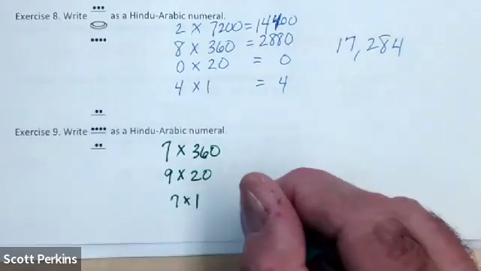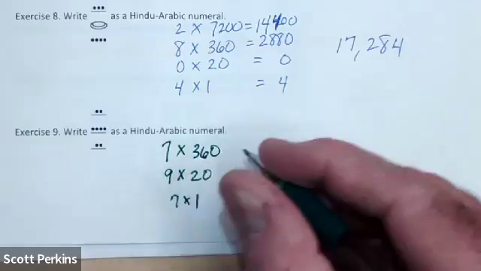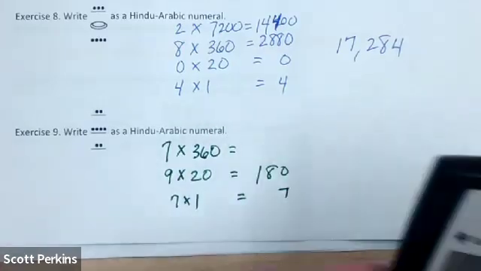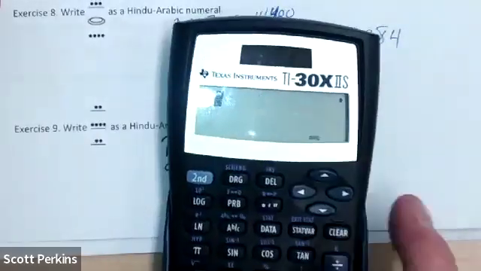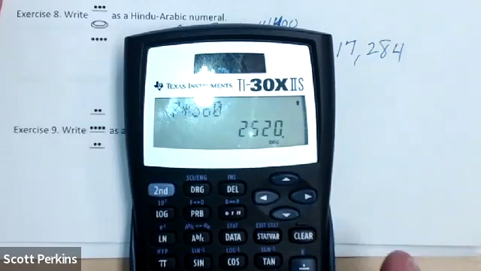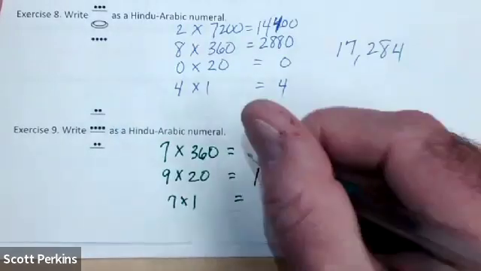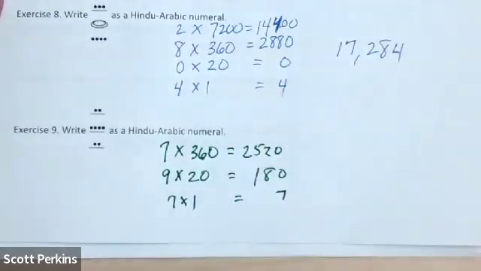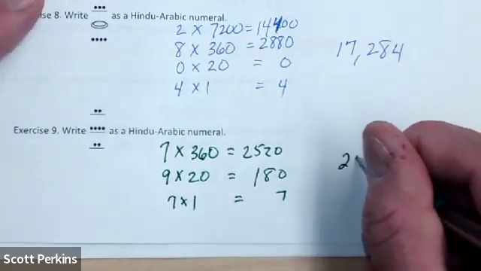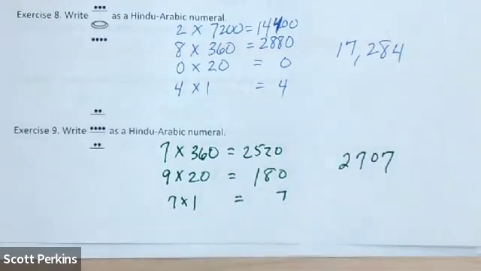All right, so 7 times 1 is equal to 7. 9 times 20 is equal to 180. And then 7 times 360, let's see if I can successfully use my calculator here. So 7 times 360 is 2,520. Did I push the buttons right that time? I know I've been having some calculator issues this section, so I apologize. And now what do we get when we add those up? Perfect. Great job, everybody. Appreciate your help and your patience.